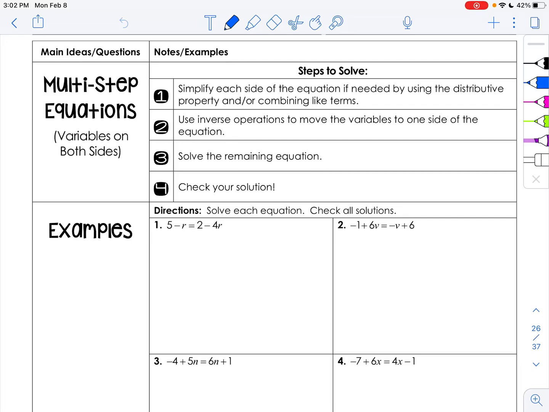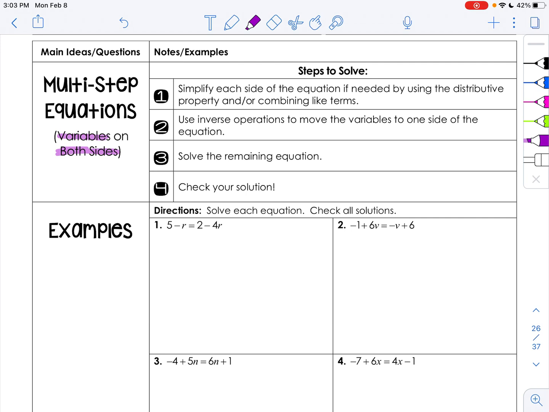In this lesson, we're going to continue looking at multi-step equations. The multi-step equations we look at in this lesson are a little bit different. These equations are going to have variables on both sides of the equation. So our steps are a little bit different, but still very similar.